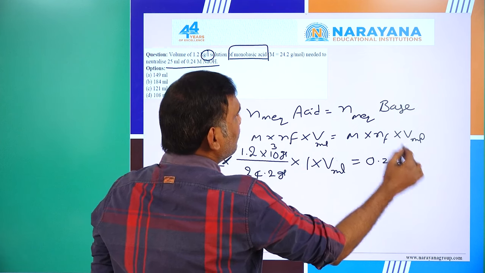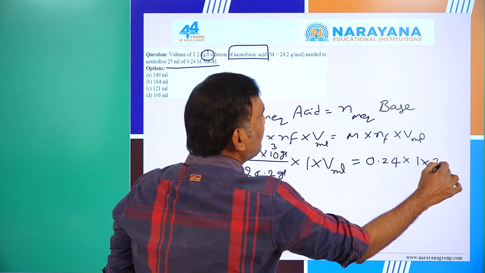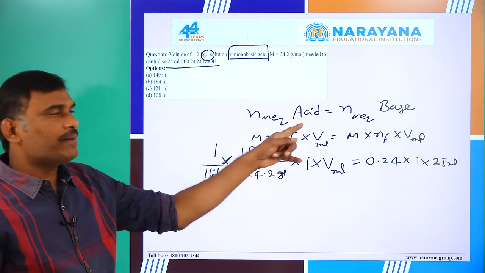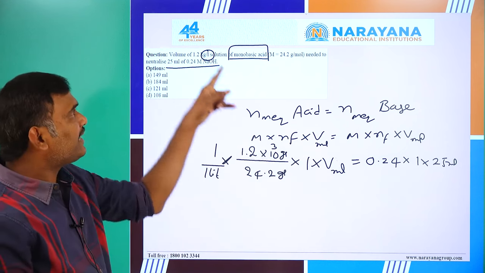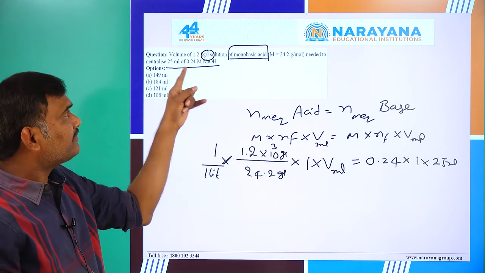The molarity they gave is 0.24, the n factor of sodium hydroxide is 1, and the volume they gave is 25 ml. Simply, we can find the number of milliequivalents of acid, which is molarity into n factor into volume. The n factor for this monobasic acid is 1, and the volume we have to find out for the molarity of the given solution.